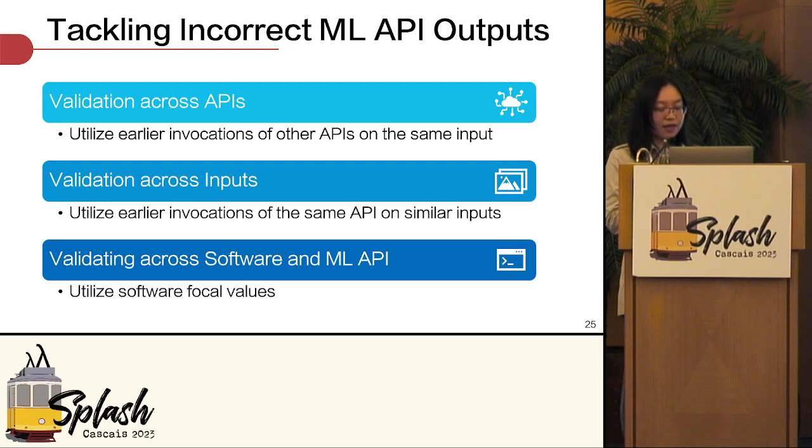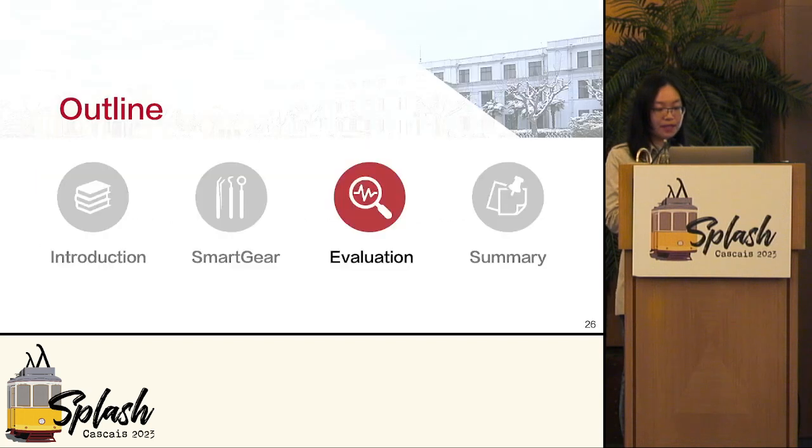And finally, validating across software and ML APIs. It will cluster ML API output to software focal values, particularly for those that have text string outputs. And next, I'll introduce the evaluation.